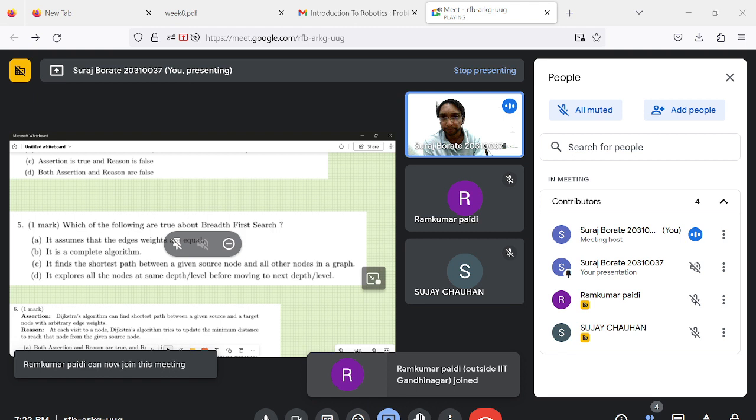Once you get the heuristic for each state, what is the next step? You know the heuristic, and you know how much distance it is from the start state also. Now, what does A star use to take a decision? It is f of n. So f of n is equal to g of n plus h of n. You know g of n, and you know h of n also.